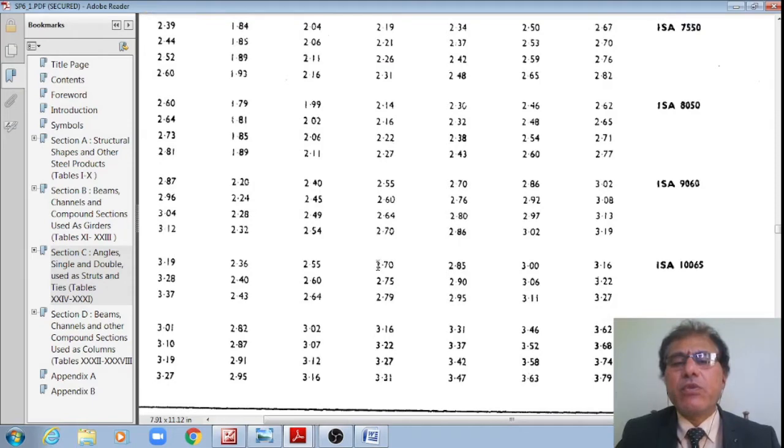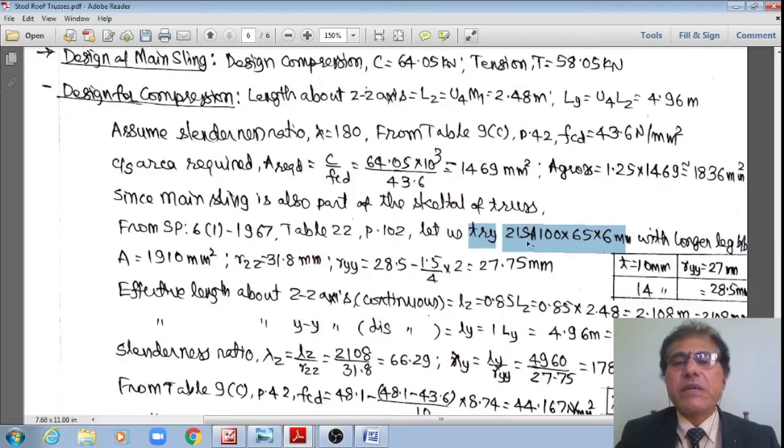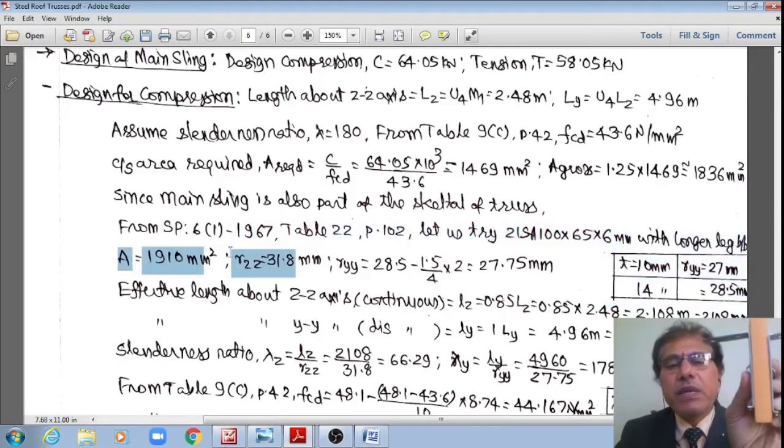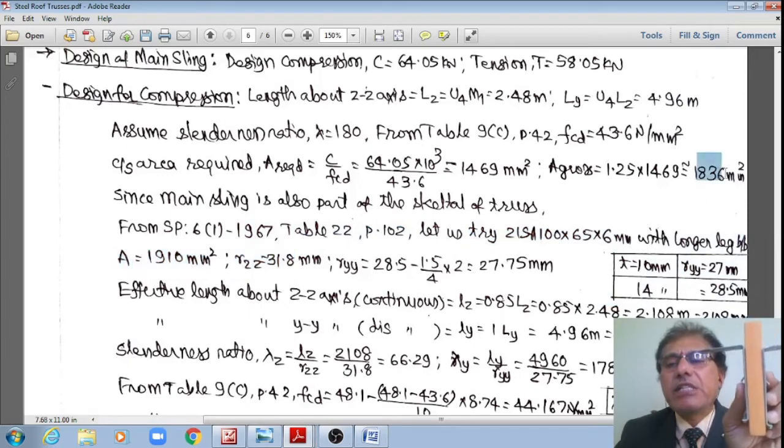Therefore, these are respectively 2.7 and 2.85. Now I need to interpolate. Therefore, now I will do that process. Hence, I am having an area of 1910 mm square for these two angles back to back, which is just greater than 1836. But I advise that you try with 50% more, then only it will be okay, right?